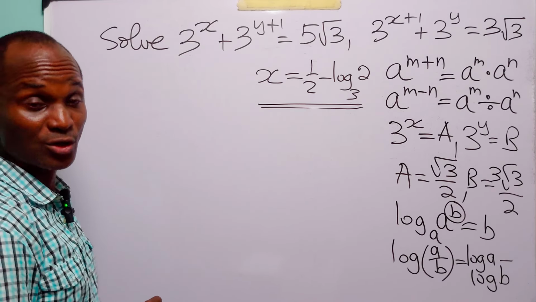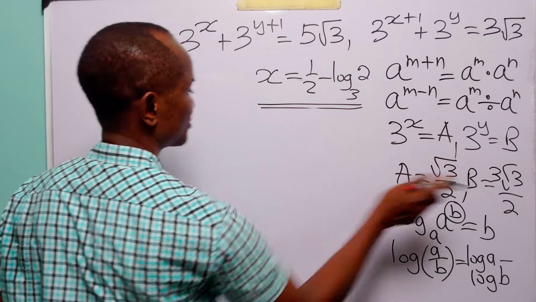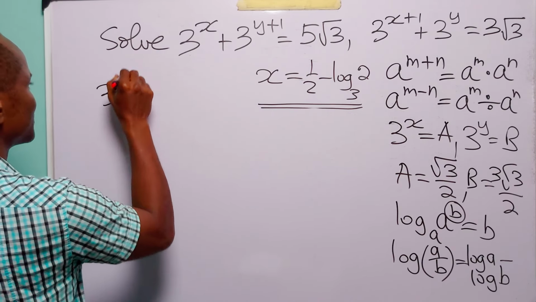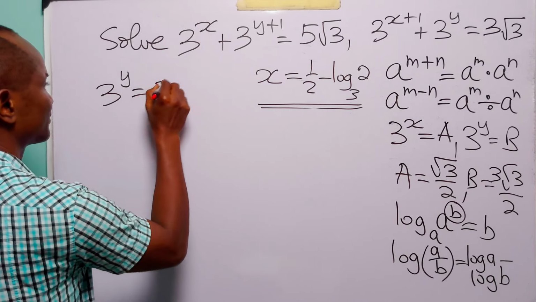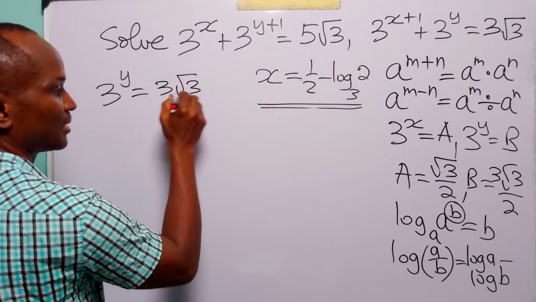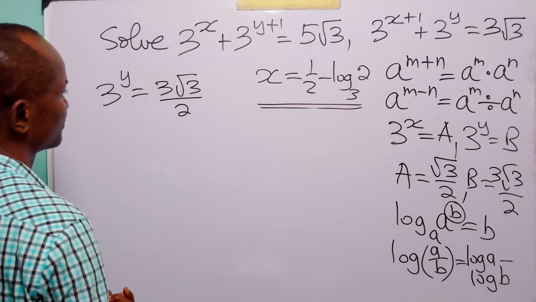And of course, to find the value of y, we go back to this equation. We have that 3 to the power y is equal to b, but b is 3 root 3 divided by 2.